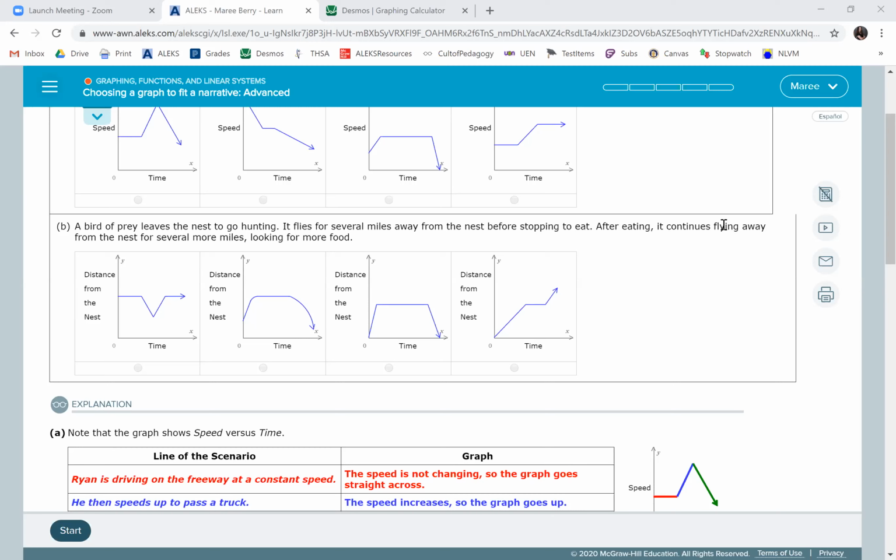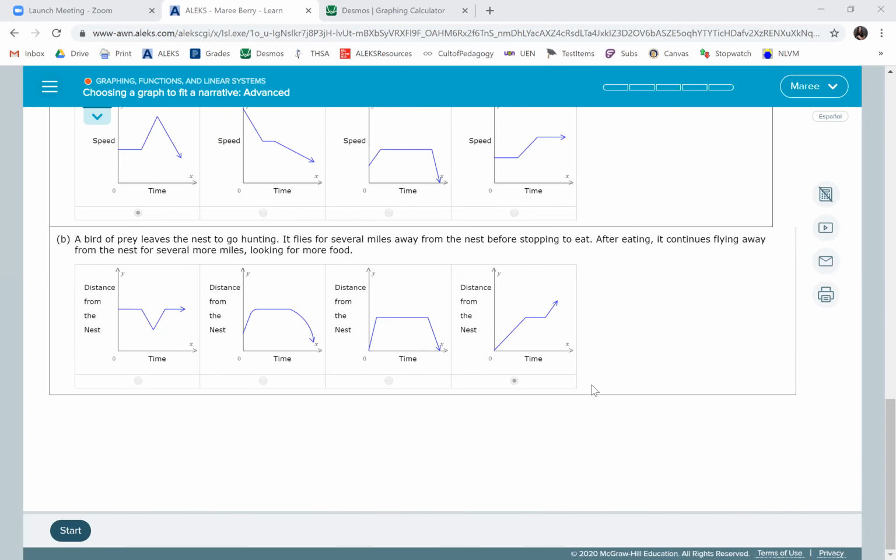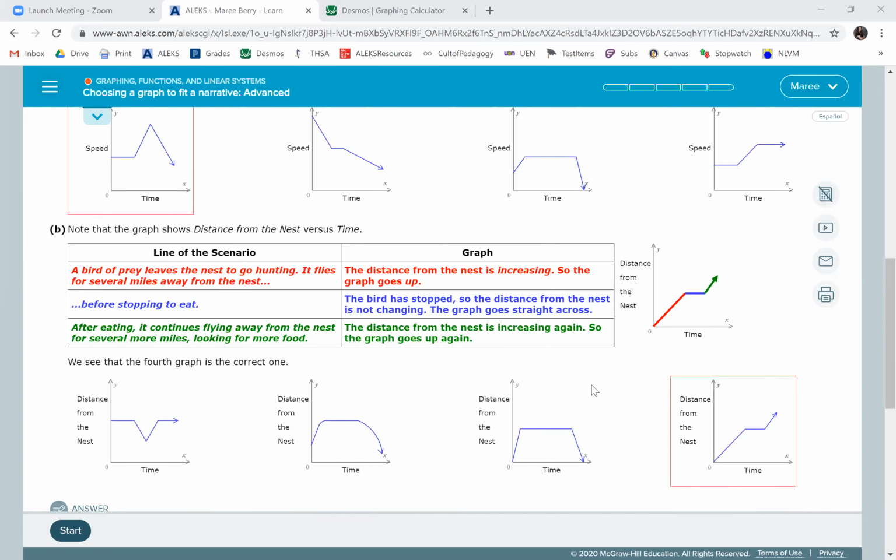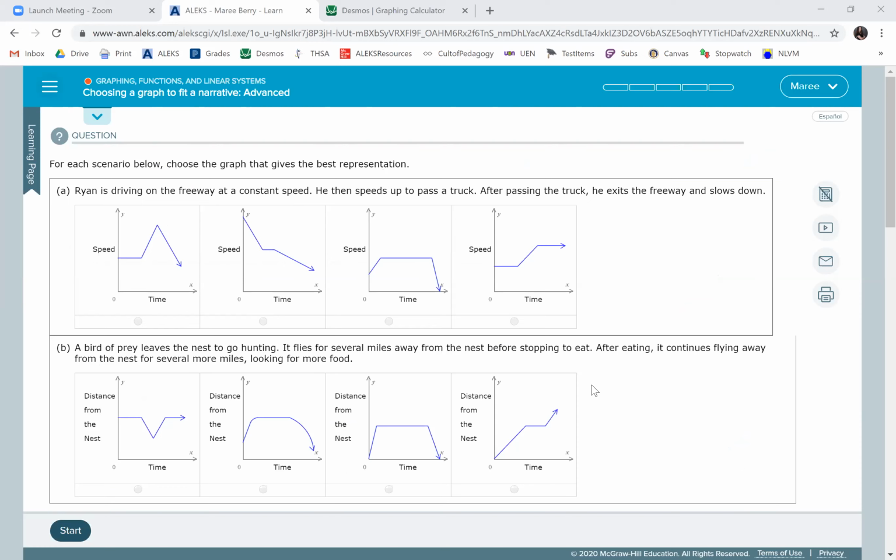After eating, it continues to fly away from the nest for several more miles looking for food. So it's going farther away. So it's going to be this last one here. So it was the first one and the last one on these, which is what they picked. So we are just listening to the story and seeing how the graph matches it.